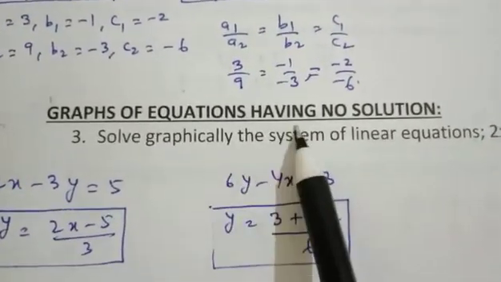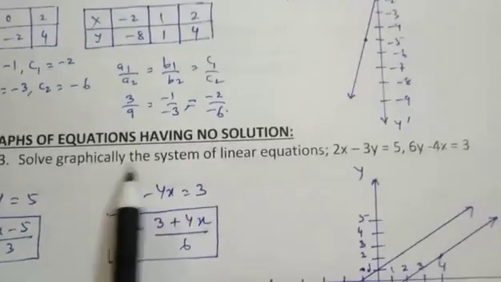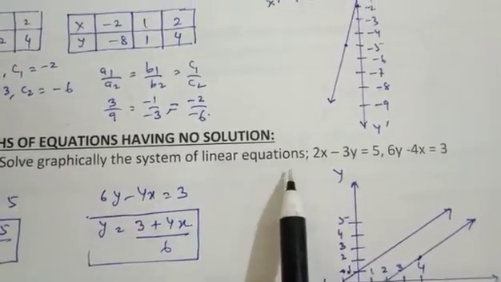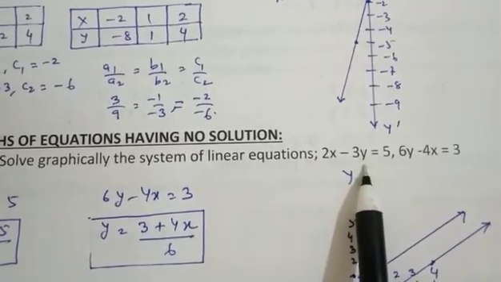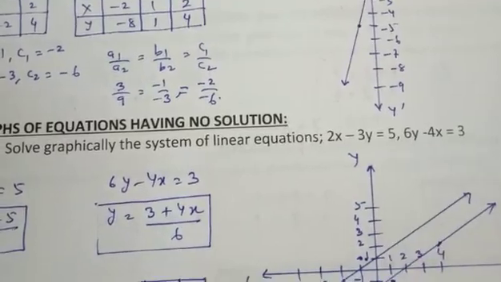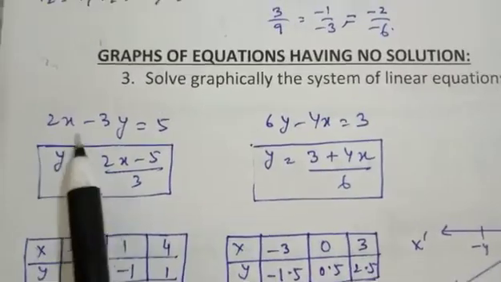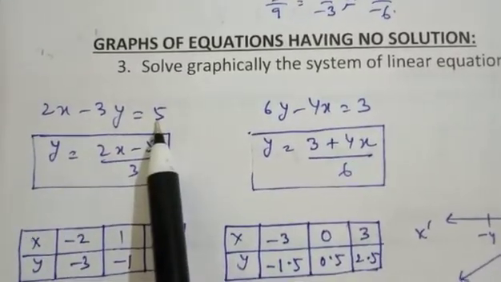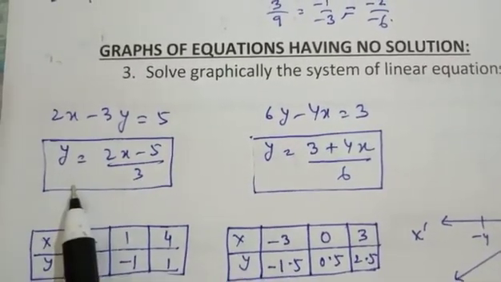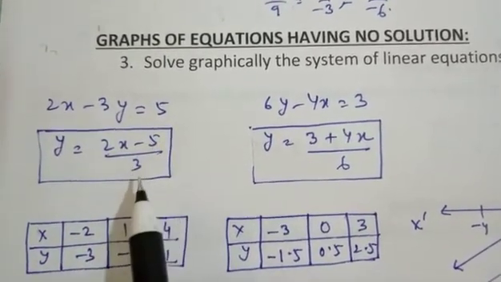Now coming to case number 3, that is graphs of equations having no solution. Again I am going to take up an example. Solve graphically the system of linear equations 2x minus 3y equal to 5, 6y minus 4x equal to 3. Now if we go for the first equation, that is 2x minus 3y equal to 5, and if I make y the subject, I am going to get y equal to (2x minus 5) divided by 3.